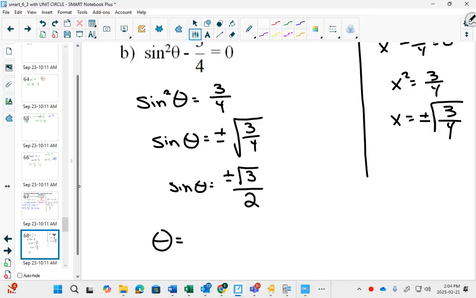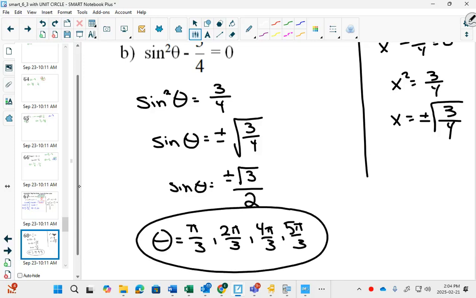Root 3 over 2, well, it's not pi over 6, because I memorized sine of pi over 6 is a half. So I know it's pi over 3. Again, memorizing one can help you figure out other ones quickly. And then every pi over 3 family member for your final answer.